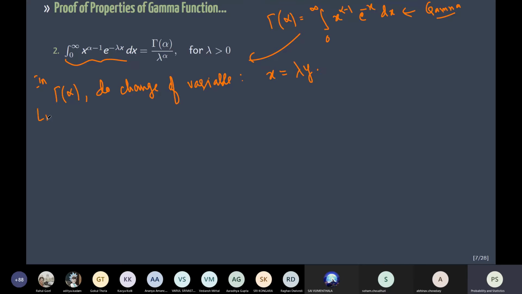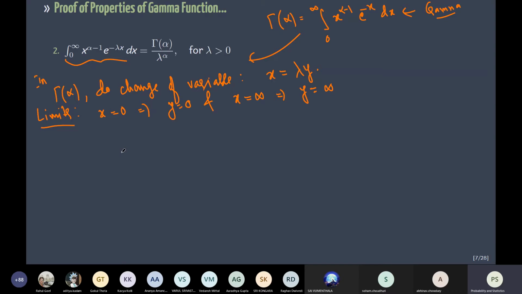For the limits, because we did the change of variable, we have to see whether the limits change now. If x equals 0, then y is also going to be 0, because lambda is positive. So x equals 0 implies y is equal to 0, and x equal to infinity also implies y is equal to infinity, because lambda is some fixed number. To become infinity, y has to become infinity. So the limits don't change, it's still 0 to infinity.